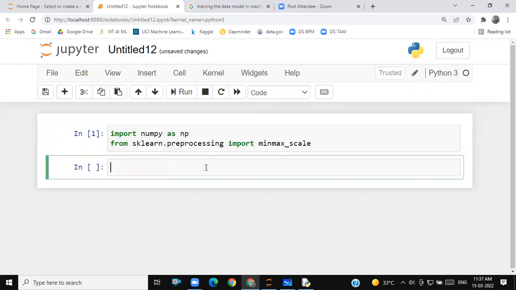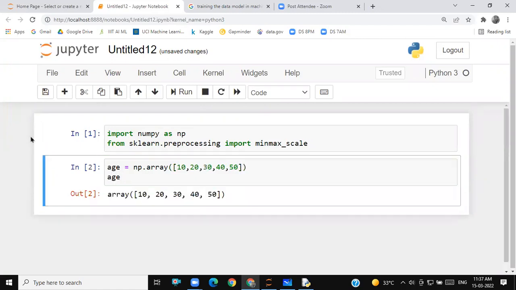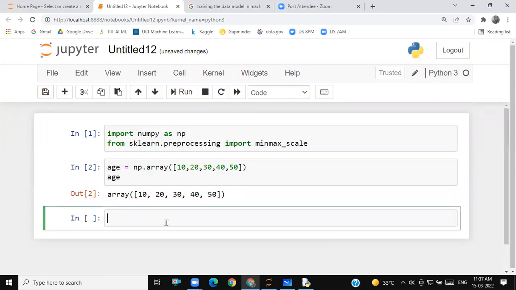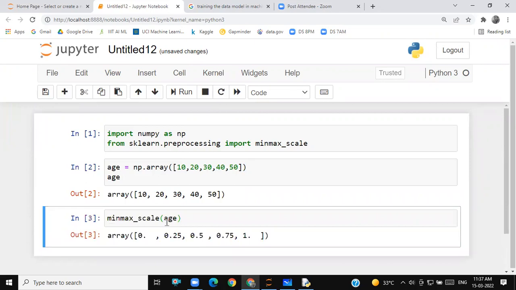There is a direct function called min-max scale. If you want, I'll show you some age. Age equals some array I'm creating, which is 10, 20, 30, 40, 50. This is your age, and I want to scale it. How do you scale it? No need to write anything. Directly the min-max scale function is there. If you apply it to the age, it simply scales the data and gives the result. See how simply it has been done.